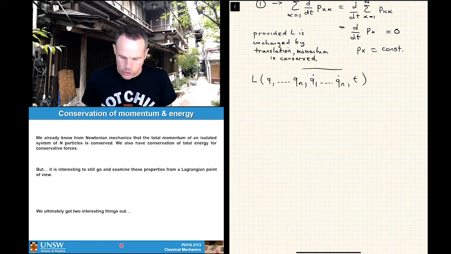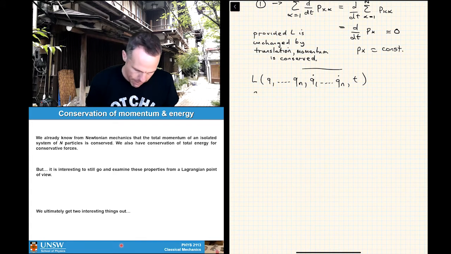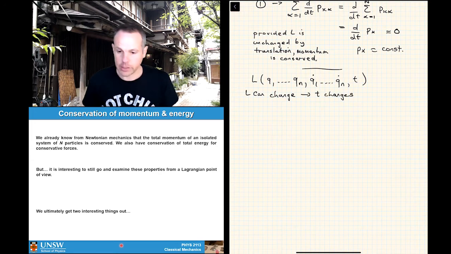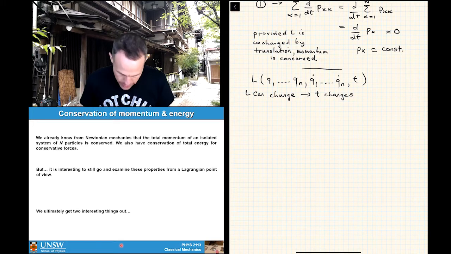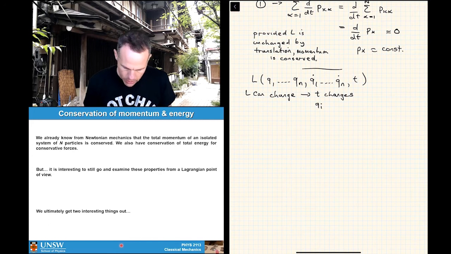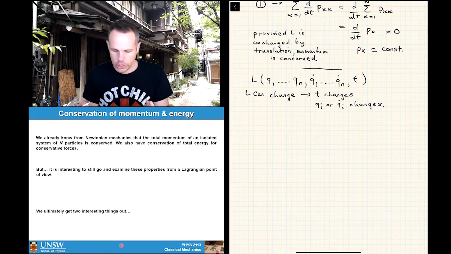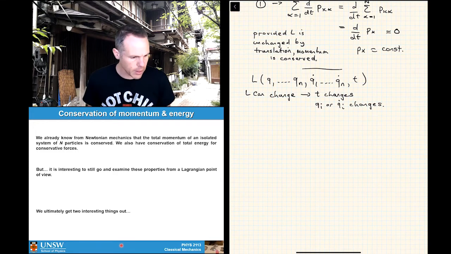Okay, there's two ways this can change. One is that t changes, because if L is a function of t, then L can change. The other is that Qi or Qi dot changes, right? Because the Q's, the positions and the velocities could be a function of time, and then they will change L, right? So there's two ways that this can happen.